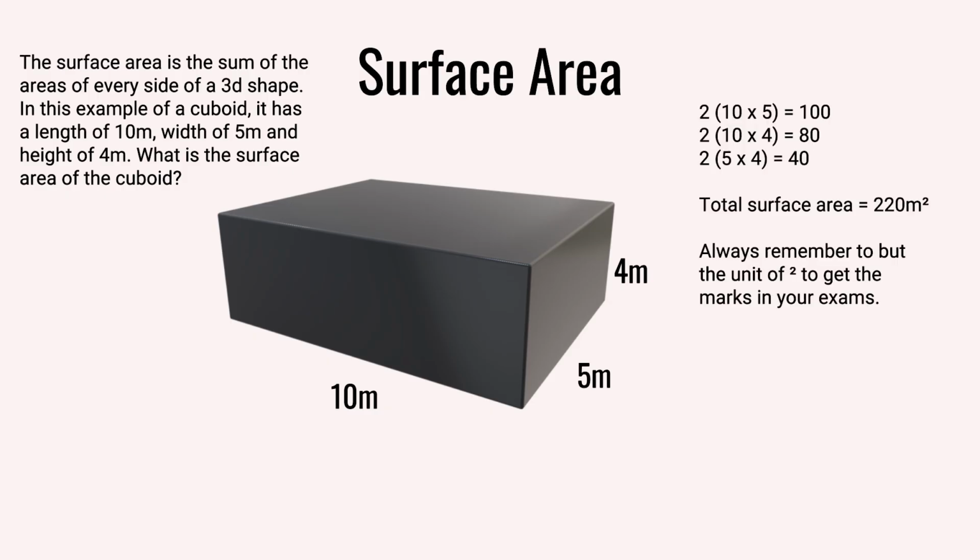So we can simply put in our working out 2 times said length, as that will equal our first side and our opposite side. So we do 2 times the bracket of 10 times 5, which gives us 100. We do 2 times the bracket of 10 times 4, which gives us 80. And we do 2 times the bracket of 5 times 4, which gives us 40. We then do 100 plus 80 plus 40 to get us to 220. It is meters squared, so we are working out the area.